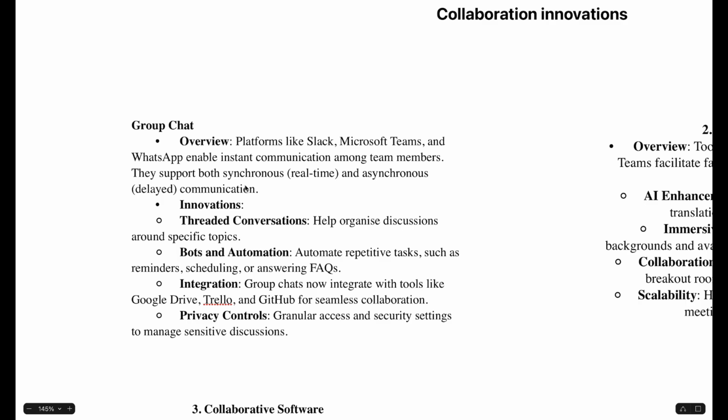So there's real time and delayed communication. You all have used this in your lifetime. It can help organize discussions among people in different places in the world, and it can help remind you of tasks.